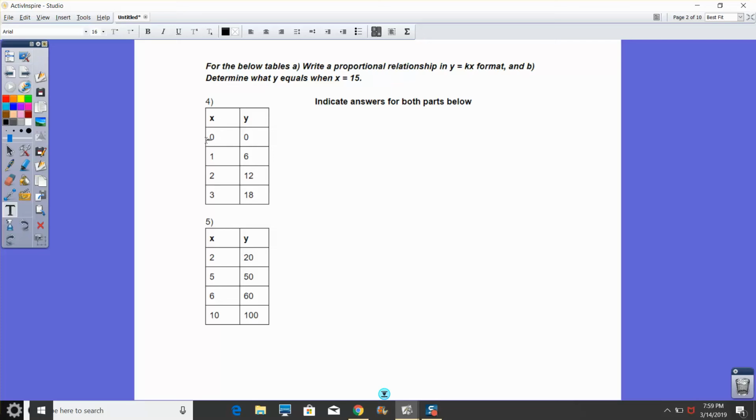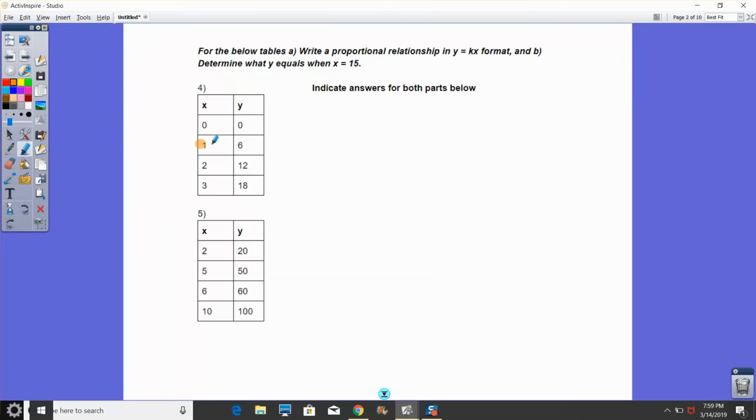Number 4, it's evident as a proportional relationship because you have 0 and 0. What you have to do here is pick any row really, and do a division, possibly, and maybe not even at all. If you recognize in number 4 that if x is 1, y is 6, that right there is what the unit rate happens to be. The unit rate, the k value in this case, is always going to equal y divided by x. Now this only works because it's a proportional relationship, because when there's slope involved, we obviously have to use a different formula.